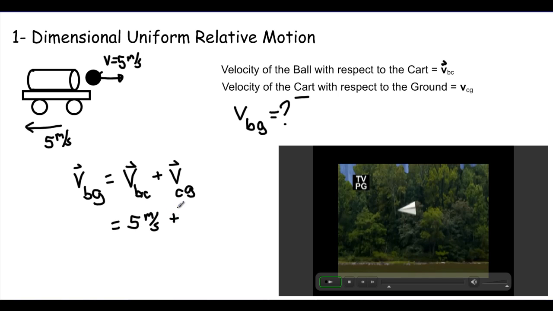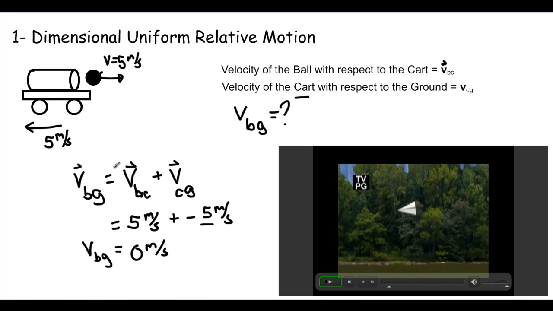And I'm going to add to it the velocity of the cart with respect to the ground. Now the cart's going to the left, so I'm going to make sure that that's a negative. And whenever I put it in here, it's going to be a negative 5 meters per second. Don't forget the negative sign. These are vectors, and we need to illustrate the directions. And so the velocity of the ball with respect to the ground should equal 5 minus 5, which is 0 meters per second.